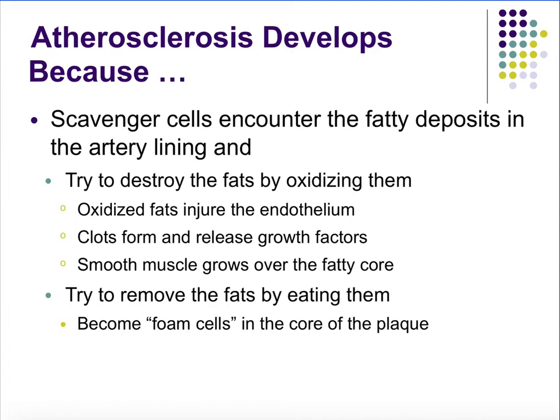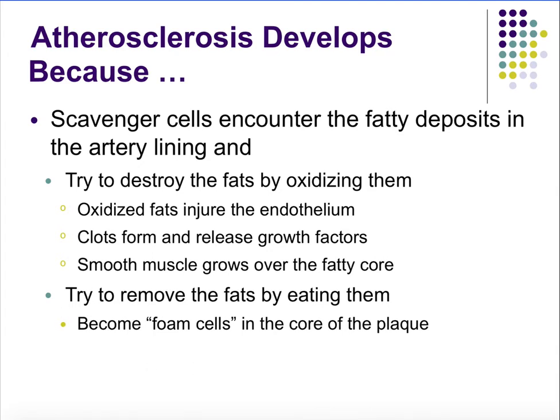Then our scavenger cells, our white blood cells, will encounter these fatty deposits in the lining of our blood vessels. They will try to destroy them, and they will do that by oxidizing them. And by oxidizing them, they actually end up injuring the endothelium. So the clots will form, and then the endothelium will release growth factors because it's injured, and that growth factor will actually stimulate the smooth muscle to grow over the fatty core. And that fatty core is made up of foam cells.